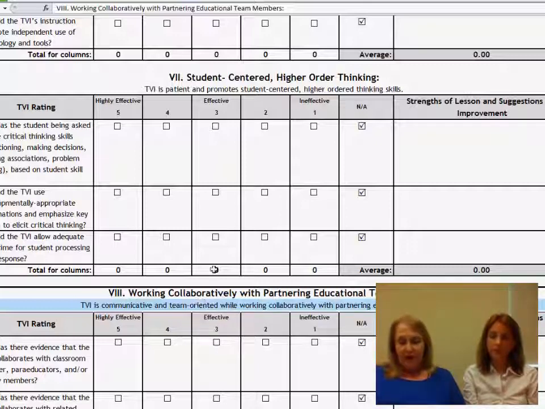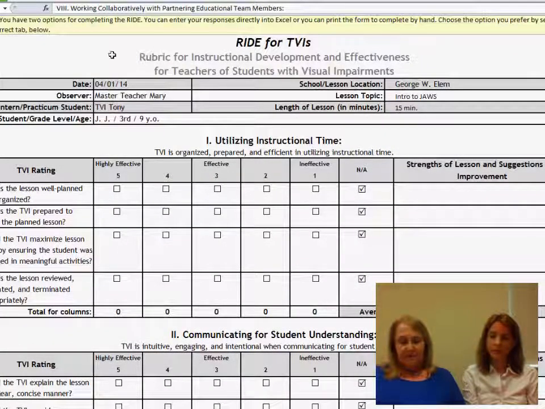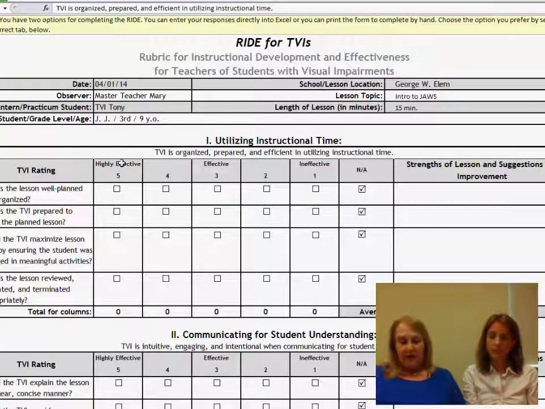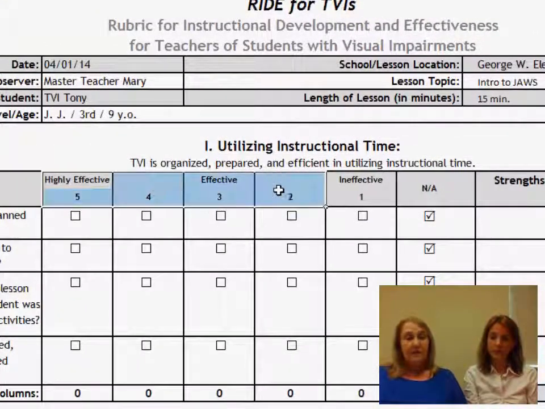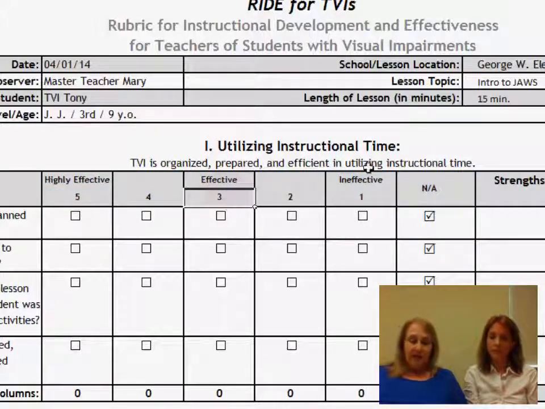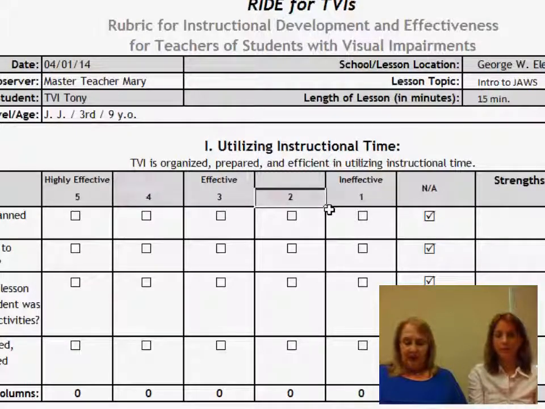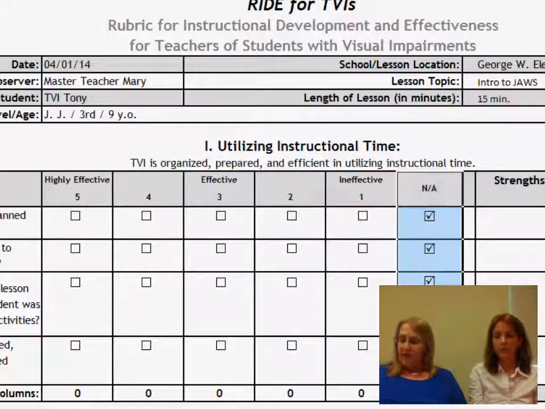If you go back to the top now, as we scroll up, let's look at the other parts. So we have the curriculum instructional areas along the left side, and then across the top we have the proficiency levels, and those are broken down into 5 levels. It can be highly effective, which is a 5, and this is the rating part of the rubric. It can be effective, which is a 3, or ineffective, which is a 1, or you can select 4 for rating between highly effective and effective, or 2 for rating between effective and ineffective. And then you'll see a column that says NA, and that's for not applicable category on the right side.